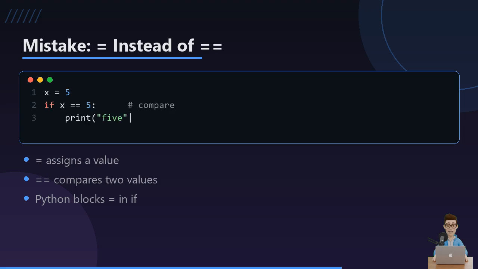Okay, confession time. Early on I wrote a single equals inside an if and spent way too long staring at it. One equals means store this value. Two equals means compare these values. Thankfully Python throws a clear error here instead of silently doing the wrong thing, which honestly saved me from myself.